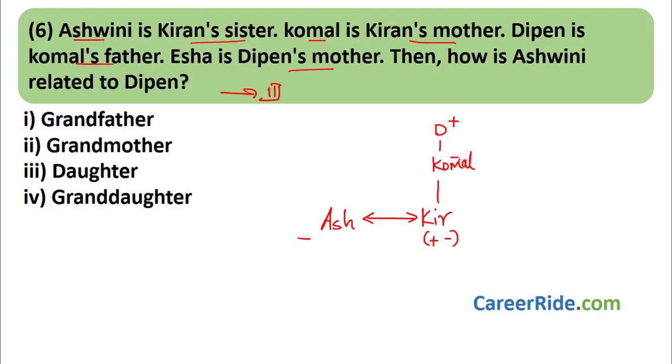And Isha is Dipen's mother. Mother means minus sign, negative. How is Ashwini related to Dipen? Ashwini and Dipen. Okay. Dipen's daughter is Komal.